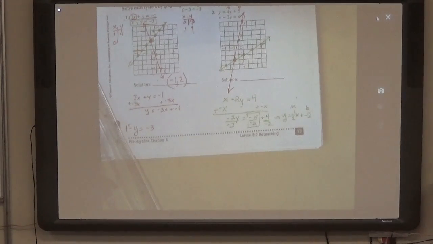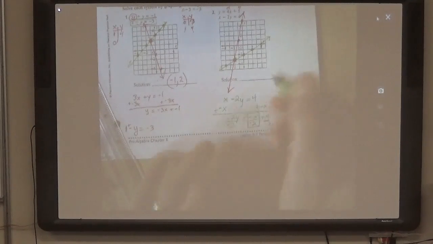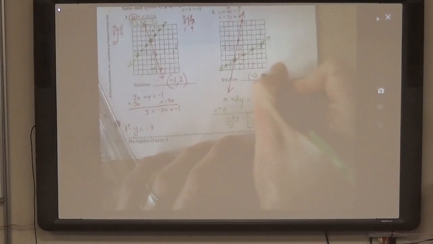Did you get the same answer when you solved it for y? Well, look at mine, and then look at yours. It's y, not x. So what is the solution? What are the coordinates of that point? -2, -3. Yep. -2, -3.